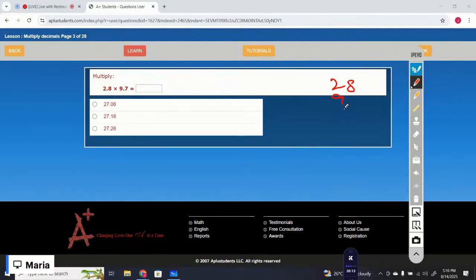That is 28 times 97. 7 times 8 is 56. Write 6 and carry 5. 7 times 2 is 14 and 5 is 19.